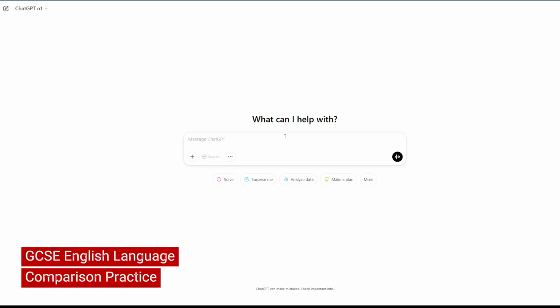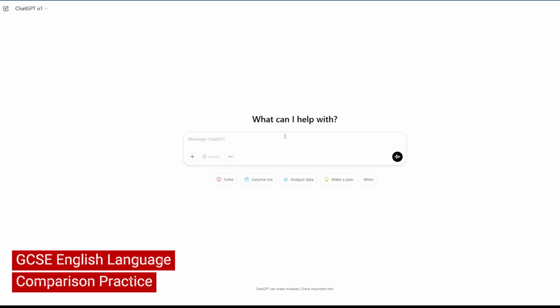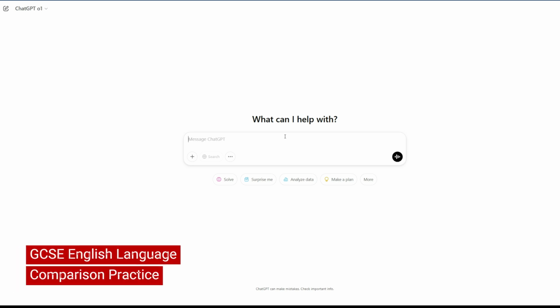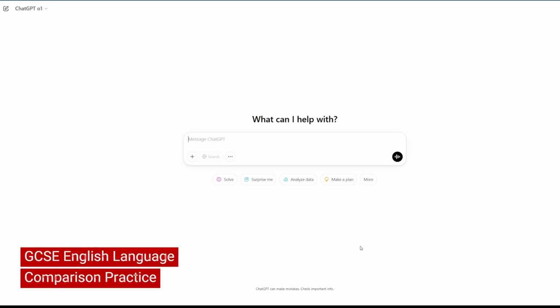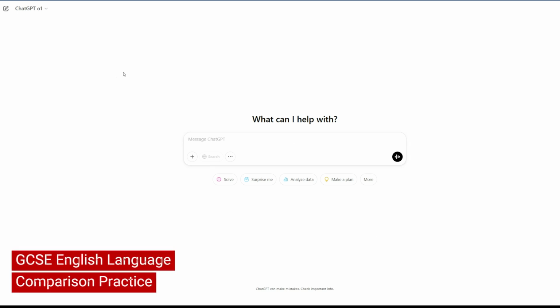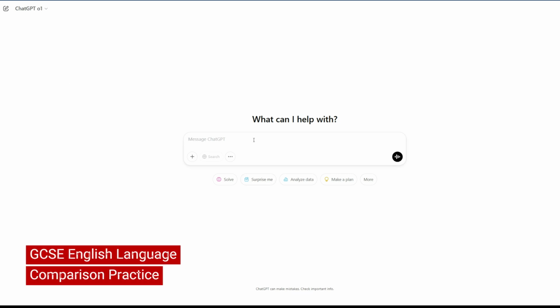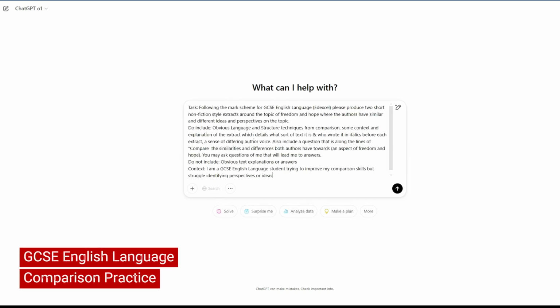So let's get started. One of the biggest problems is how do we get extracts to compare, and how do we understand and objectify the idea of a perspective? So I've designed a prompt today, which is all about asking it to produce two similar but different extracts. So here it is, and let's read it together.